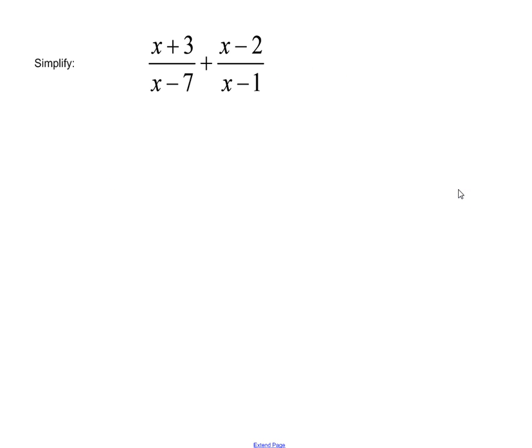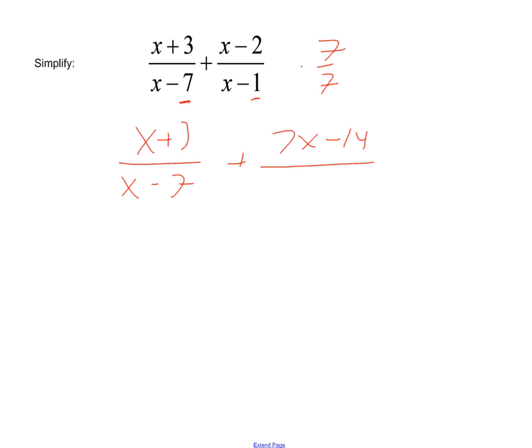Furthermore, some students think that to get the 7, all we have to do is multiply by 7 over 7, and that this will give us common denominators. But as I'm about to show you, this won't work either. This would give us 7 times x minus 2 is 7x minus 14. 7 times x minus 1 is 7x minus 7, because you distribute to both. Did we get common denominators? No, we didn't. So this also doesn't work.